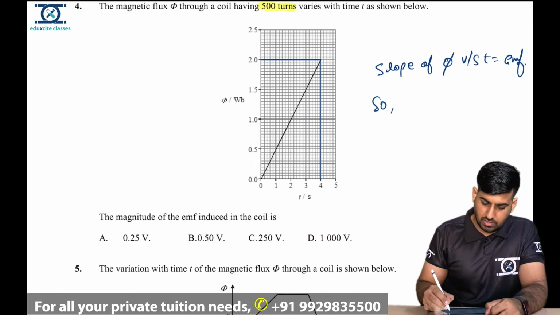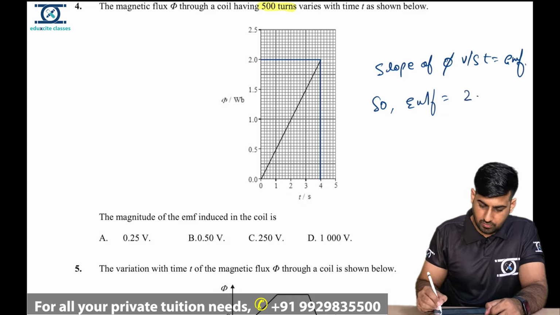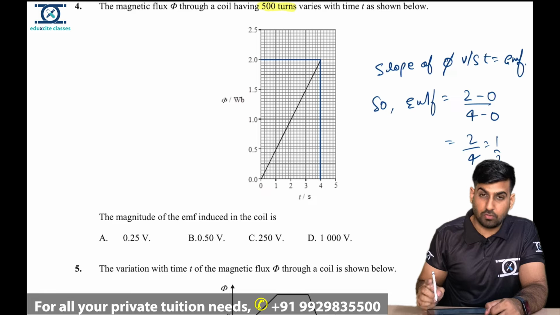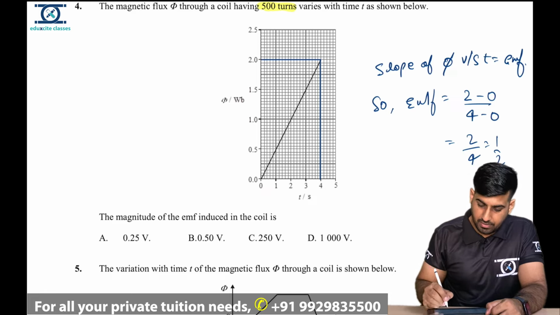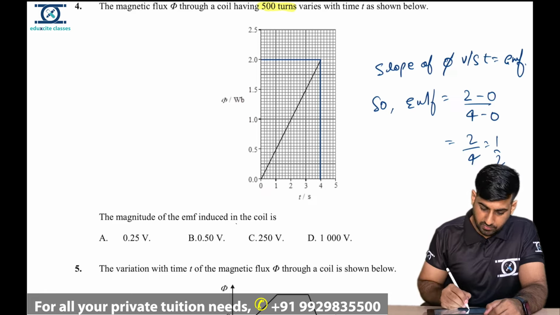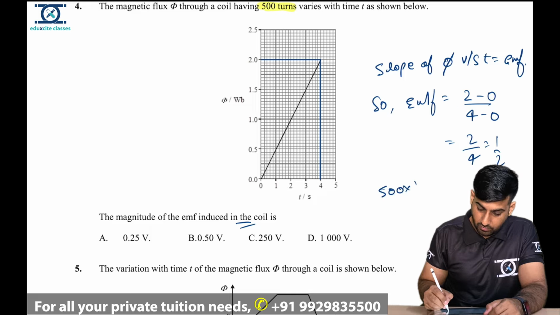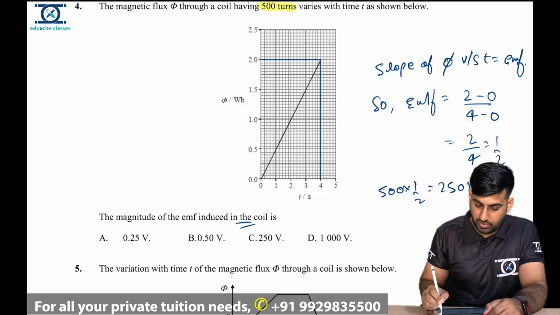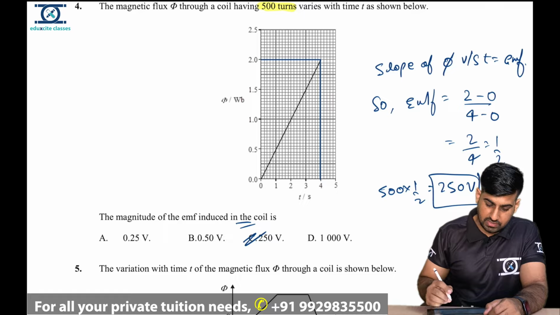So EMF will be equal to change in y, 2 minus 0 upon 4 minus 0, which is 2 by 4, which is 1 by 2, and this is for one coil. So how many coils do we have? 500. So the EMF of the coil will be 500 into 1 by 2, which is 250 volt. Okay, so the answer is C.